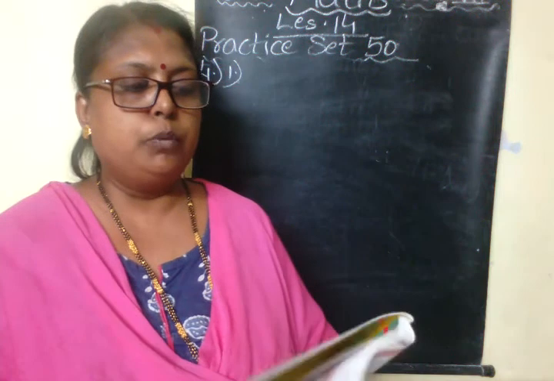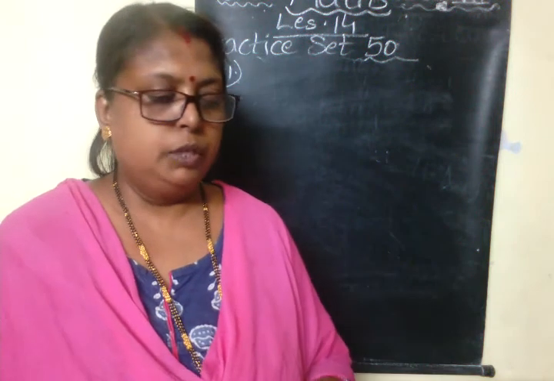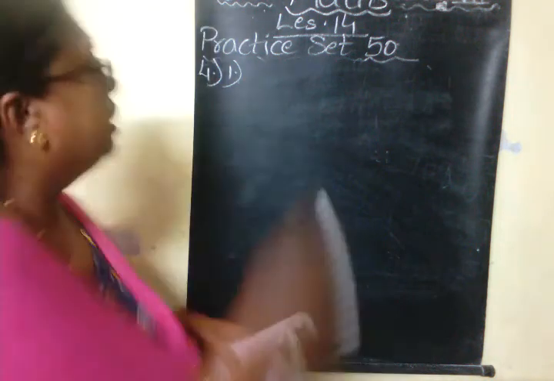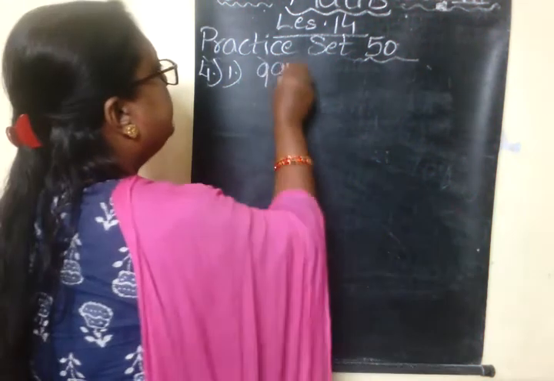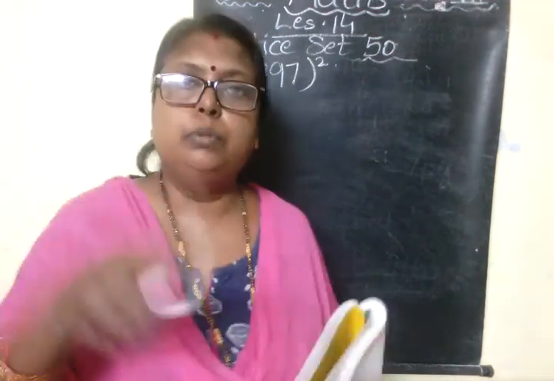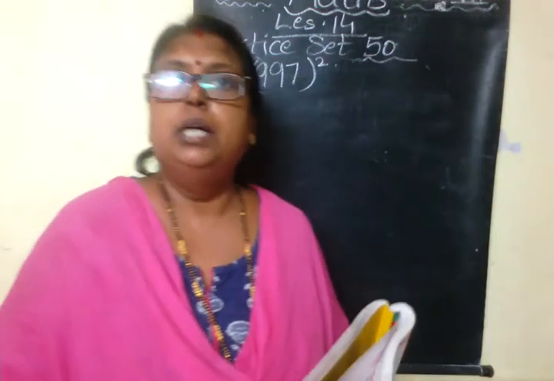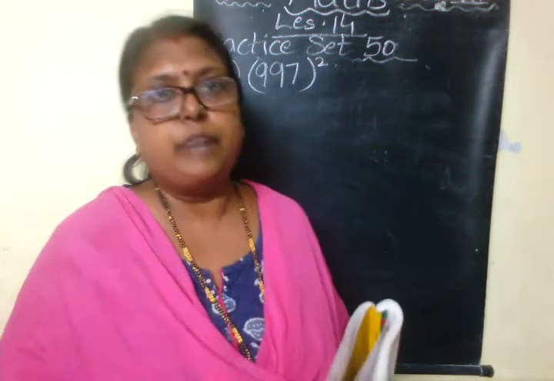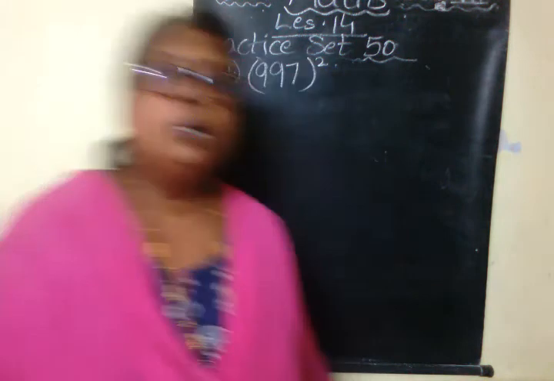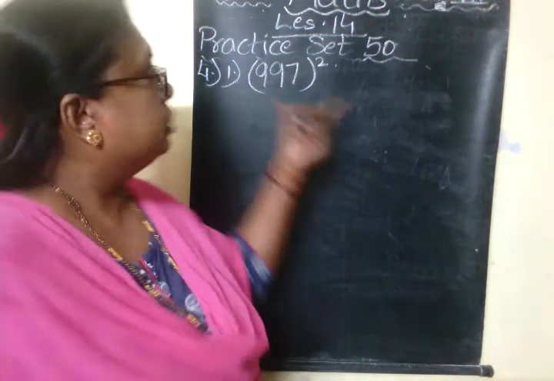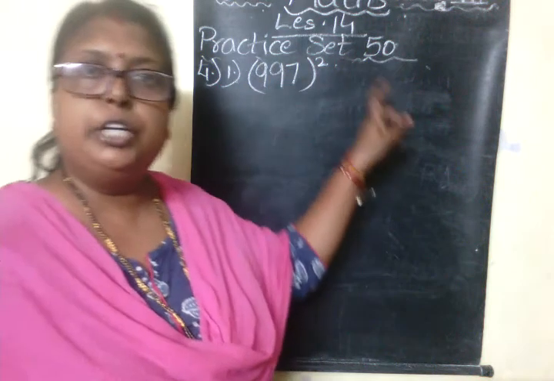use an expansion formula to find the values of. First one, 997 square. So you have to find out 997 square. To find square means you have to multiply the same number again with itself. But instead of doing that, you have to use the expansion formula and find the answer. Now to use the expansion formula, children, you need it as a binomial, right? Having two terms.